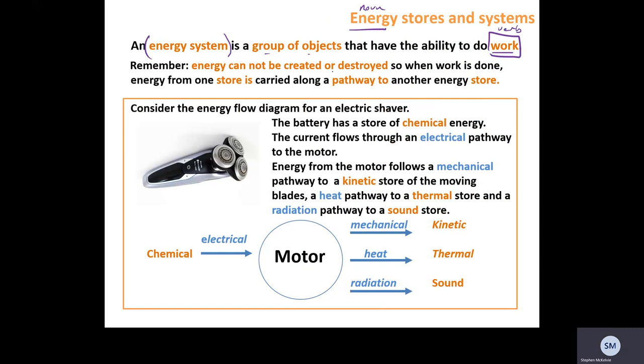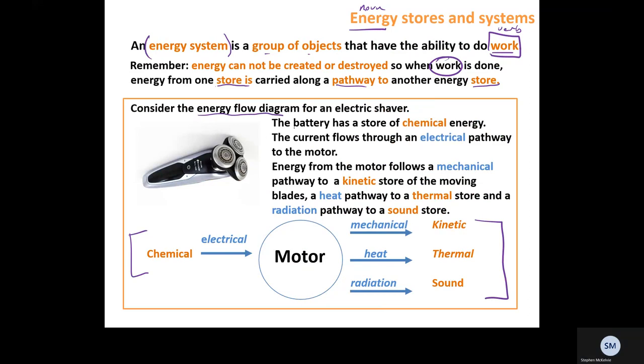Energy cannot be created or destroyed. So when work is done, we simply transfer energy from one store along a pathway to another store. And this work is an action, something happens. An energy flow diagram shows that whole process, labeling the pathways and the stores.